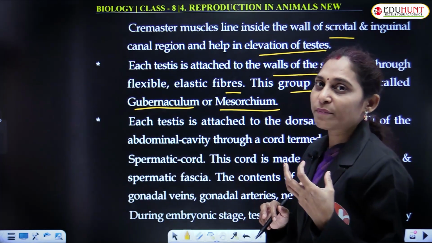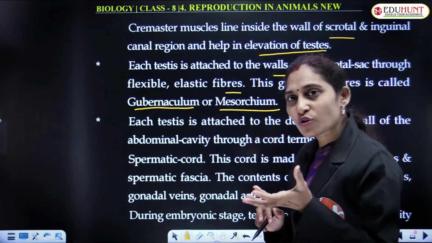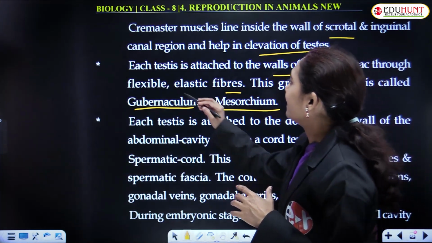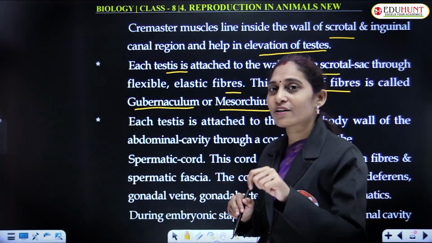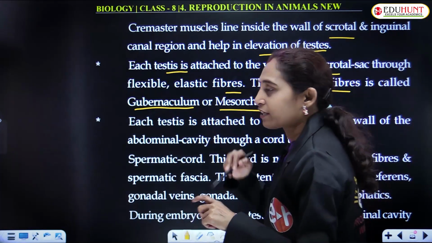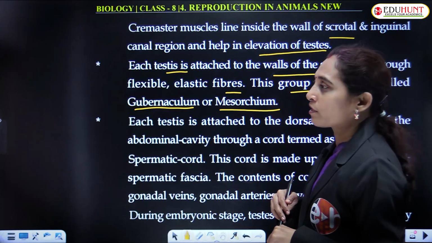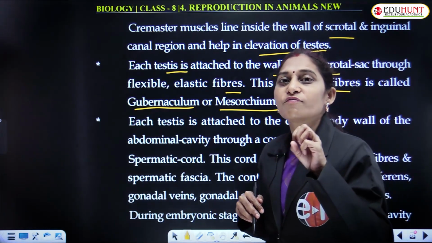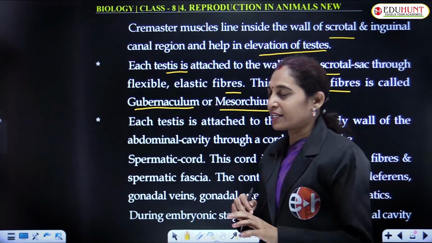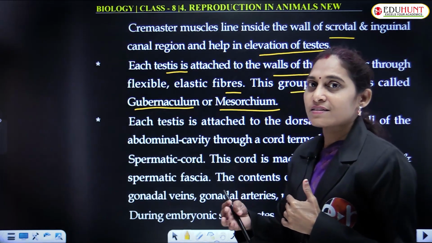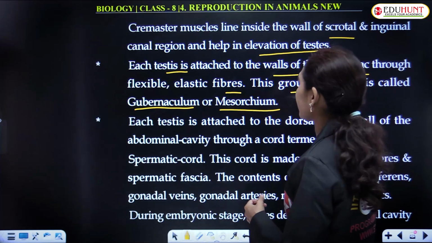The group of fibers which are present on the wall of the scrotum and attached to the testis are flexible and elastic. These are known as gubernaculum or mesorchium. Mesorchium or gubernaculum is a group of fibers connected to the testis and the scrotal wall of the scrotal sac.